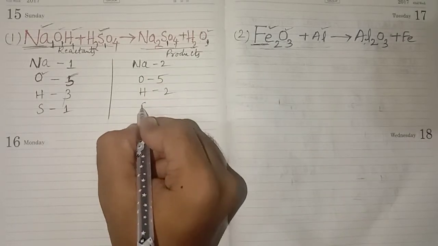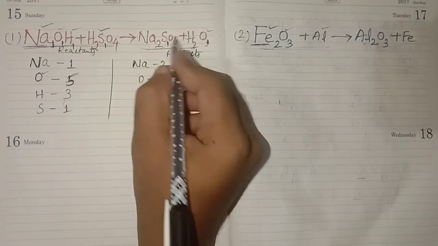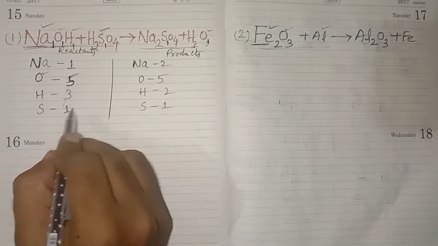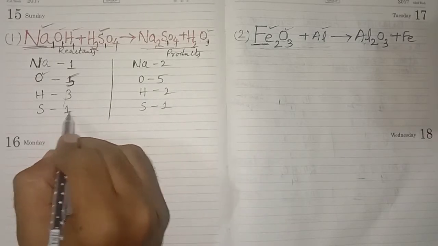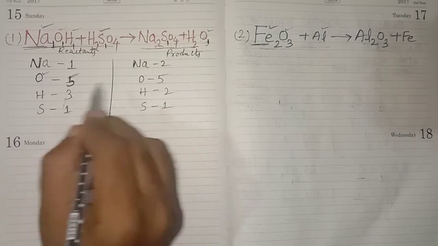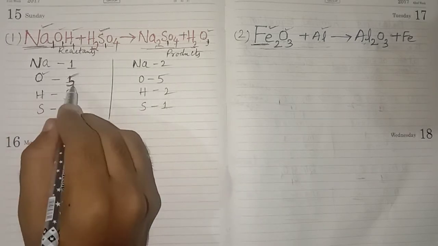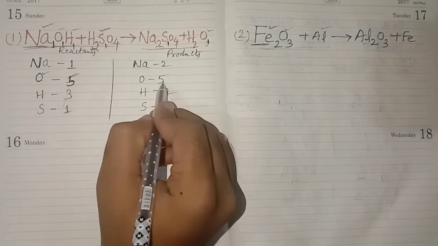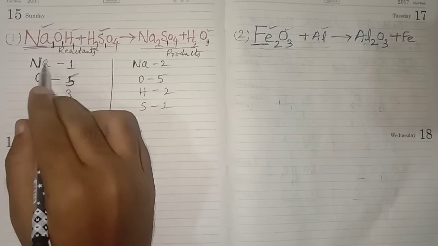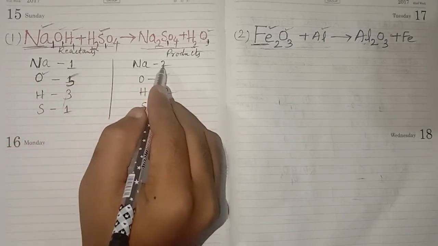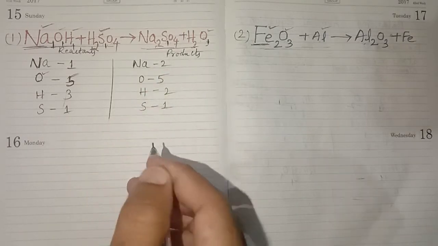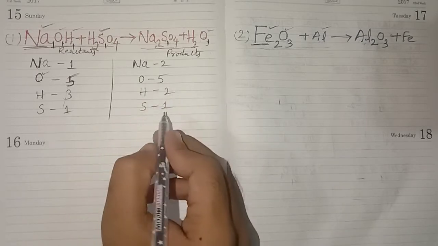If you observe sulfur, how many atoms of sulfur are there on the product side? 1. Once you check the number of atoms to see whether they are balanced or not: sulfur 1 and 1; hydrogen atoms 3 at the reactant side, 2 at the product side; oxygen 5 at the reactant side, 5 at the product side; sodium 1 atom at the reactant side, 2 atoms at the product side. So we need to balance the chemical equation here. How can we balance it?